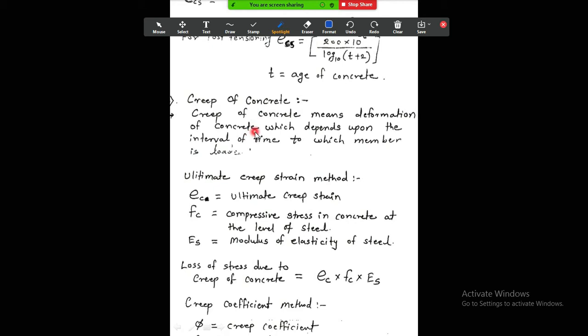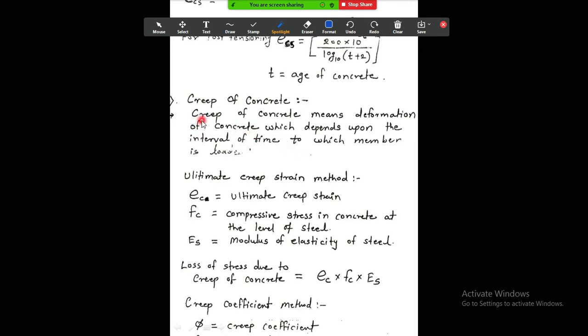In the numerical, if the value of the creep coefficient is given, then you have to use the creep coefficient method. And if it is not given, then you have to use the ultimate creep strain method. There are two different formulas, and depending upon the given data in the numerical, you need to choose which method you will use to calculate the creep of concrete.